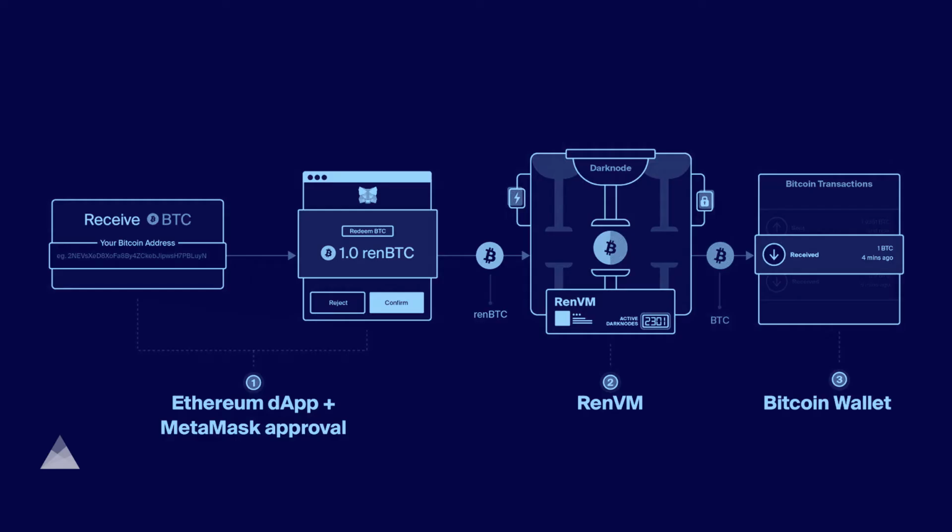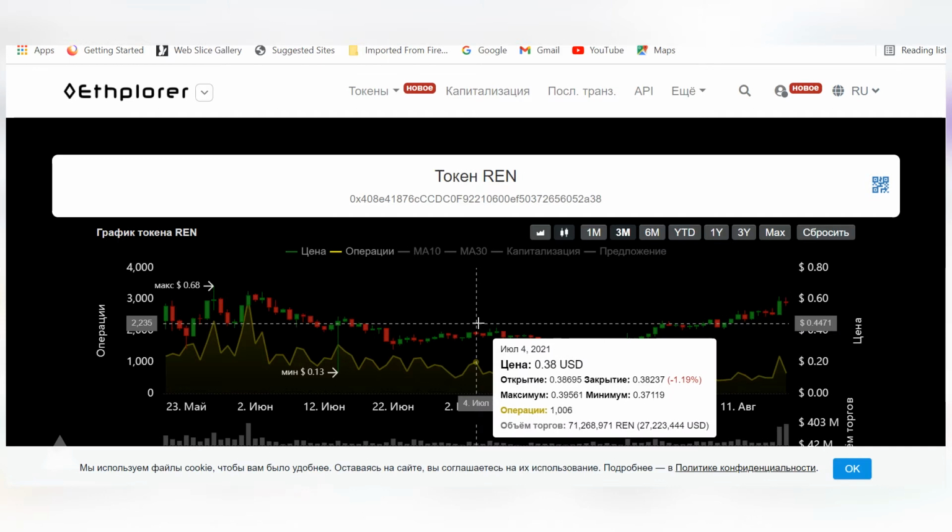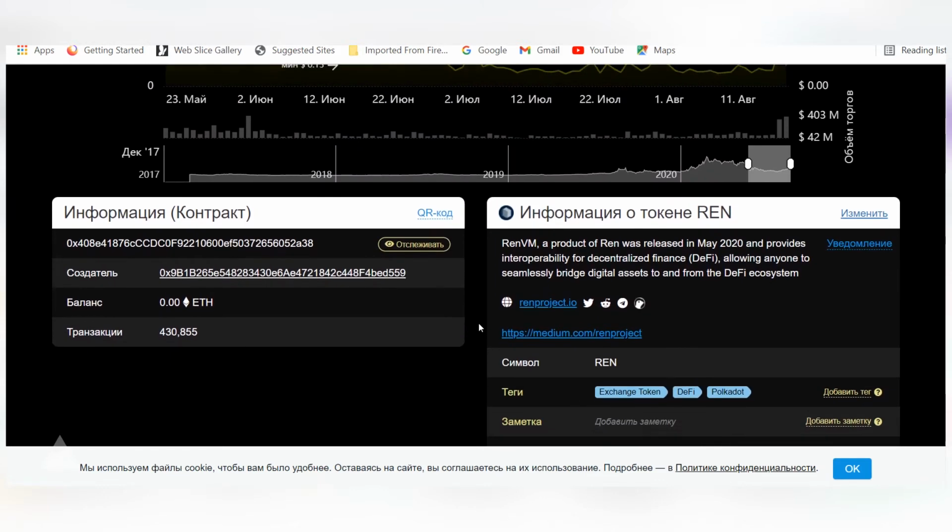Should a user seek to unlock their funds, they would need to use the REN cryptocurrency, which is needed to pay nodes for operating and maintaining the network. Those wishing to stay up to date with the REN project can follow its roadmap and blog.